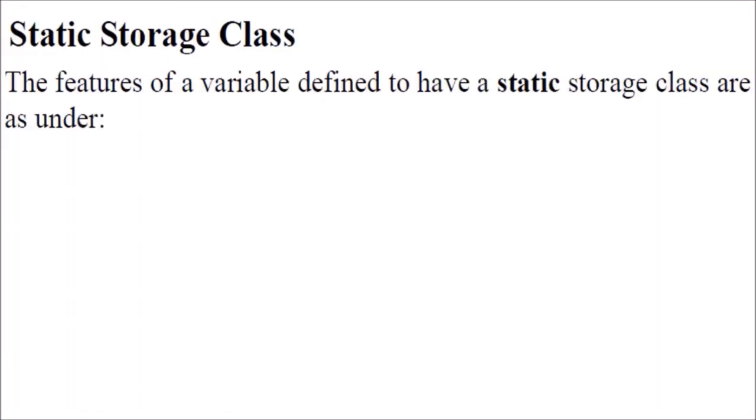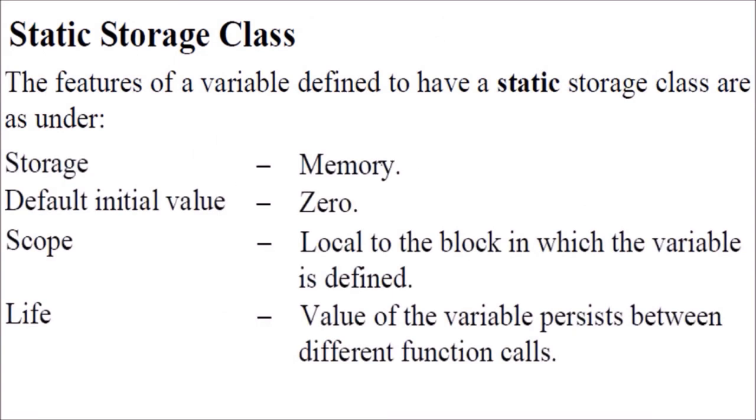Static storage class, very important. For the static storage class, the storage is memory, the initial value is 0, and the scope is also very important. The scope is local to the block in which the variable is defined, but the most important is the life. The static variable will be known between different function calls. So if you want a value to persist between different function calls, you have to make it a storage class called static.